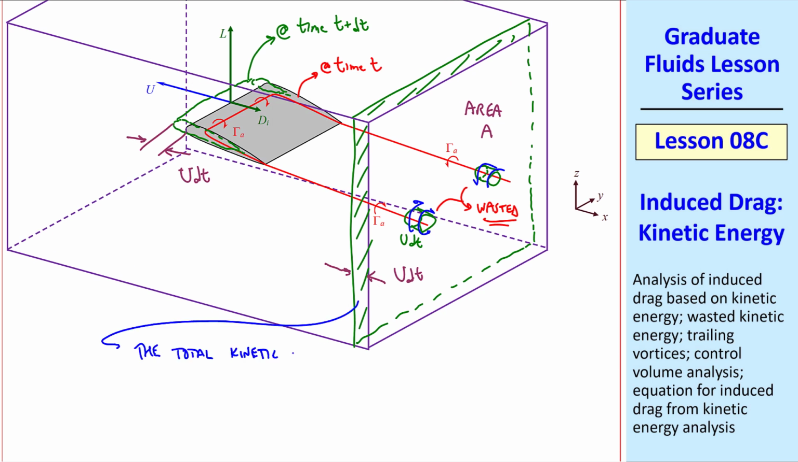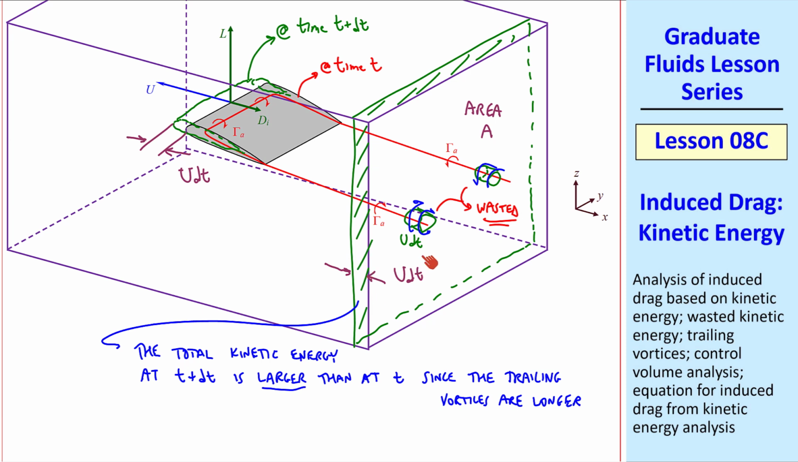We can argue that the total kinetic energy at time t plus dt is larger than it was at time t, since the trailing vortices are longer. The kinetic energy is increased by the amount of kinetic energy in this shaded volume. That's how much energy is wasted in time interval dt.